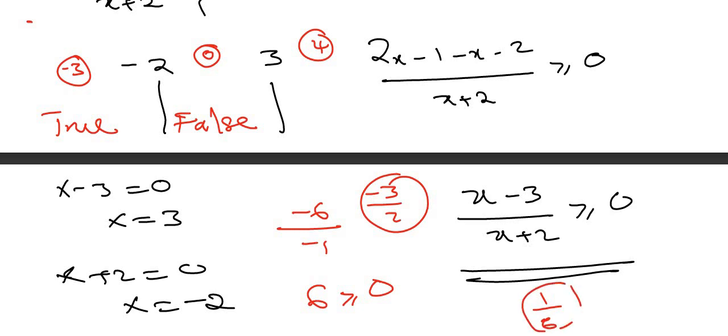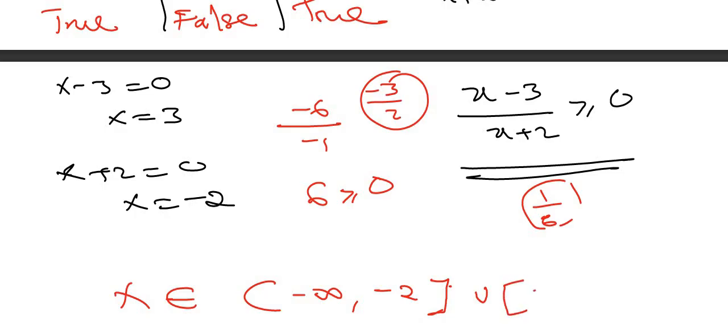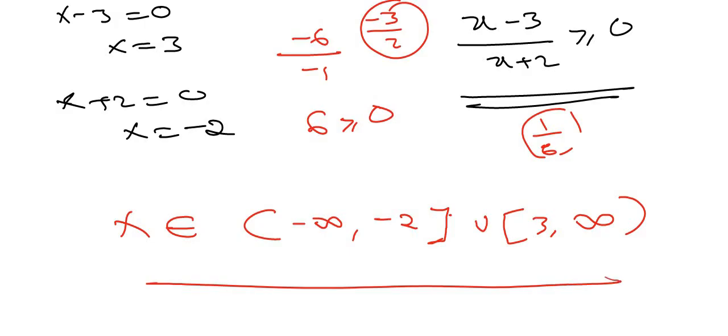This is greater than 0, so this is true. So our solution set is x from negative infinity up to negative 2, then they said greater than or equal to, so the bracket here will be closed, meaning 2 is part of the answer, then union closed 3 up to positive infinity. This is going to be the answer that you get. Is this okay? Yes, it is okay.